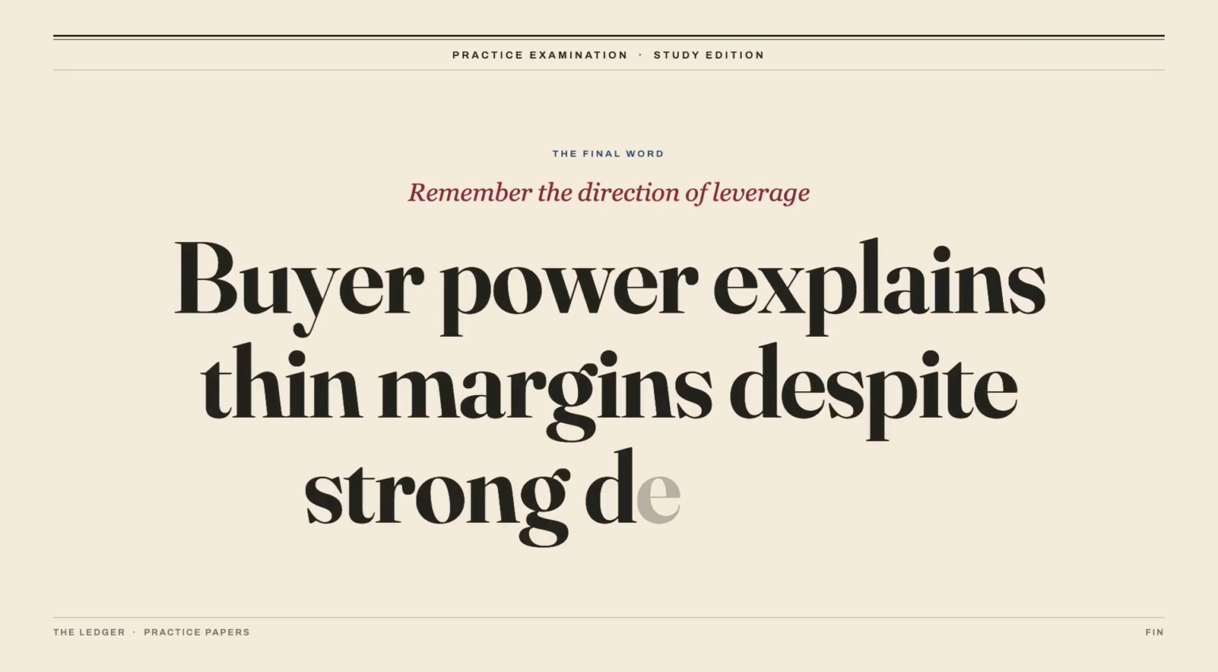If the powerful party is buying the industry's output, that's buyer power. If it's selling inputs, that's supplier power. Spotting concentrated, powerful buyers early tells an analyst to temper profitability expectations because value is being pulled downstream to customers strong enough to take it.